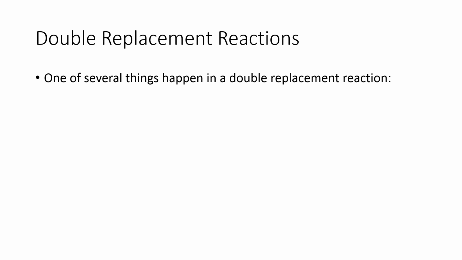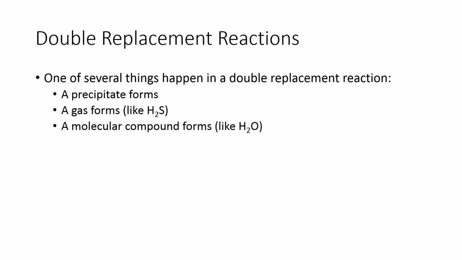So whenever we're going through a double replacement reaction, you're going to notice one of several things that are going to occur. It will either form a precipitate. So remember, precipitate is a solid, so a lot of times we have a solid that settles at the bottom. It could produce a gas, something like hydrogen sulfide gas, or it could make a molecular compound like water or sulfur dioxide or something of that sort.